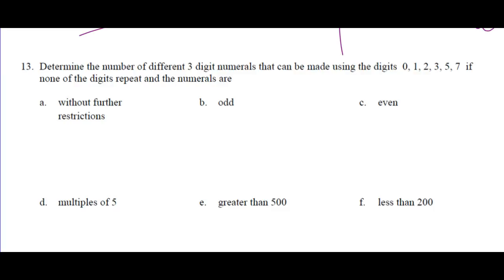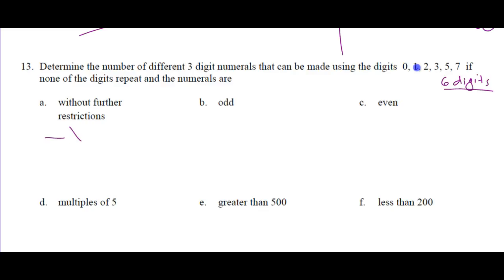Determine the number of different 3-digit numerals that can be made using the digits 0, 1... Okay, how many digits are there? 1, 2, 3, 4, 5, 6. We have 6 digits. We want to make a 3-digit numeral. There's no further restriction. Okay?